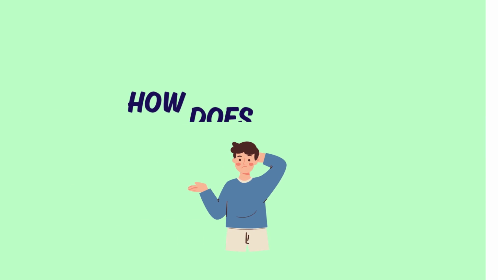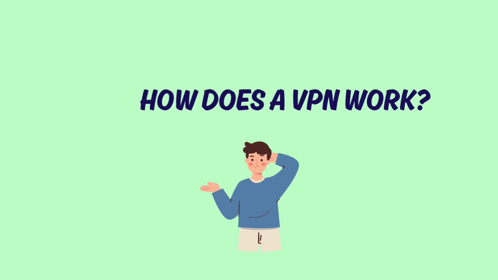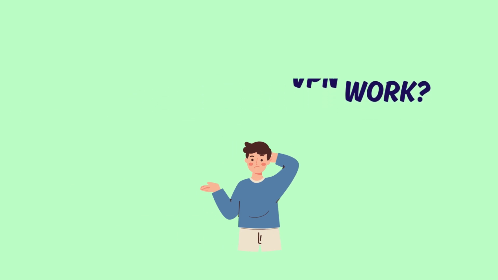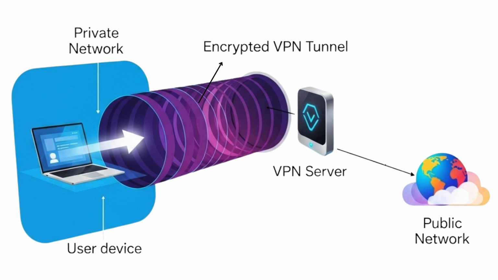Now let's talk about how a VPN works. As we know, a VPN creates a secure and private connection over a public network like the internet. Think of it as a secret tunnel between your device and the website or service you are trying to reach. When you connect to a VPN, your internet traffic is first encrypted. That means it is turned into unreadable data. Then it is sent to the VPN server, which could be located in another city or another country. From here, it continues to its final destination.